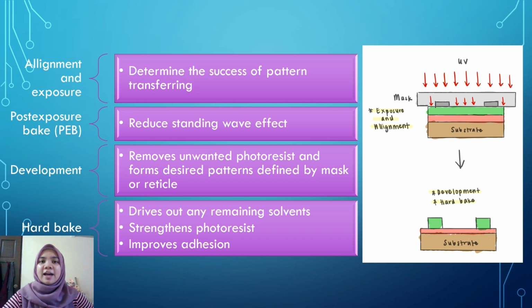Moving on, the alignment and exposure process is very important as it determines the success of the pattern transferring. Basically, all baking processes such as soft bake and hard bake are literally baking processes where the substrate will be heated on a hot plate with a temperature around 100 to 130 degrees Celsius. The PEB process will reduce the standing wave effect caused by the exposure process. And lastly, hard bake will strengthen the photoresist.